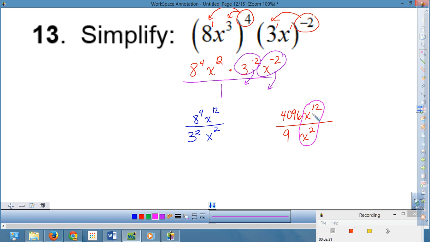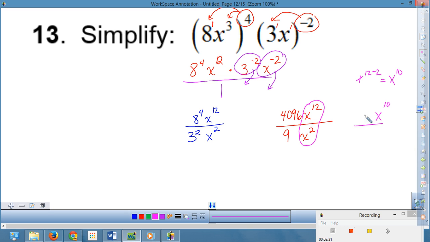And we should be able to do 12 minus 2, because when you divide, you subtract. And so you get x to the 12 minus 2, which equals x to the 10th. Where's the bigger number located? It's on top. So when we draw a new fraction bar, you get x to the 10th on top. Or it's positive when you subtract them, so it goes on top as well.